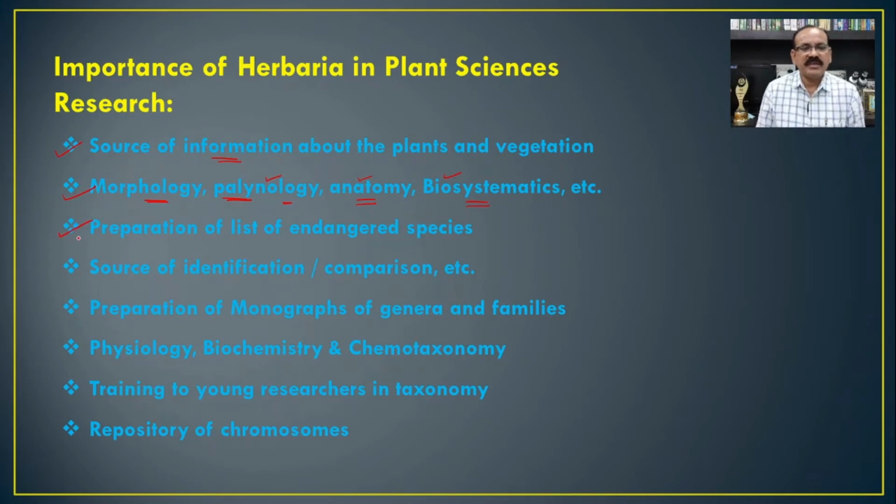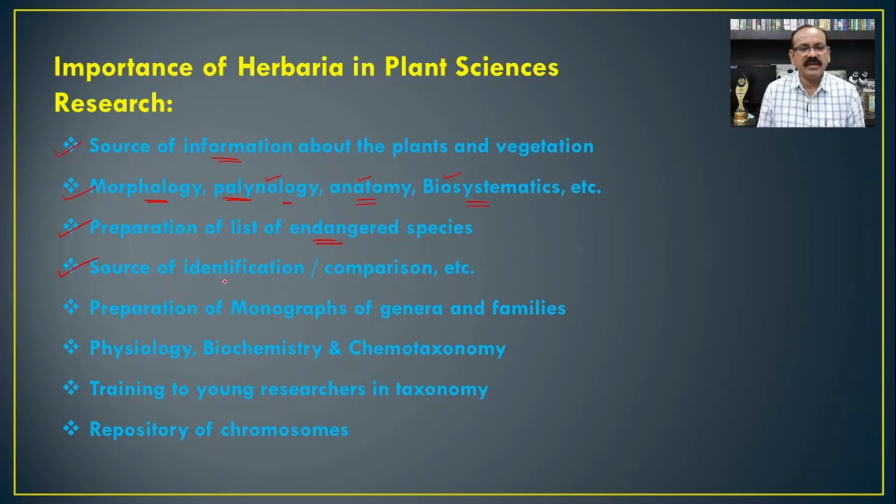Then preparation of the list of endangered species, because on the basis of the availability of plant material in that particular area, we are able to know the rare plant species of that area or other areas, and hence preparing the list of endangered plant species is also possible with the help of herbaria.